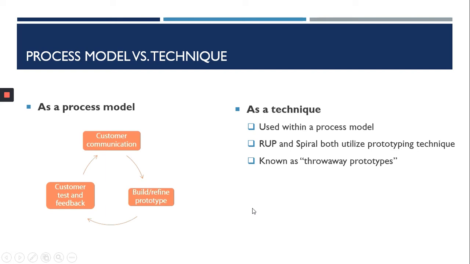Okay, ganun yun. For example, i-discuss natin in the next lessons, yung Spiral model and RUP. Those models both utilize prototyping, okay, to mitigate risk. Okay, so as a technique, okay, prototypes are said to be throwaway prototypes. Okay, ano ibig sabihin ng throwaway prototypes? Since ginagamit mo lang si prototype as a technique, okay, ibig sabihin nun, after the prototype fulfills its purpose, okay, ano yung purpose na yun?